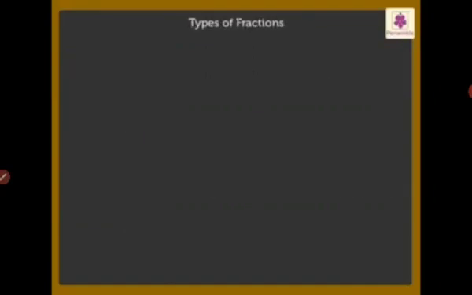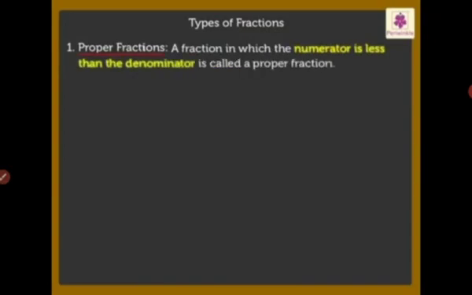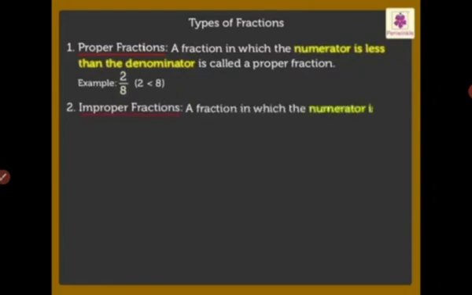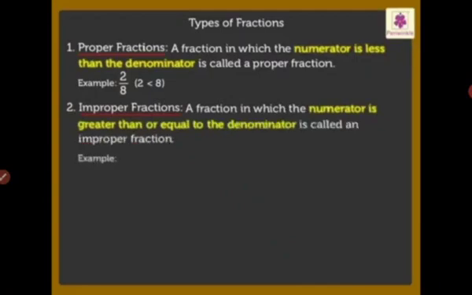Now, let us revise the types of fractions. 1. Proper fractions. A fraction in which the numerator is less than the denominator is called a proper fraction. For example, 2 is less than 8. Thus, we say that 2/8 is a proper fraction. 2. Improper fractions. A fraction in which the numerator is greater than or equal to the denominator is called an improper fraction. For example, A. 5 is greater than 2. Thus, we say that 5 upon 2 is an improper fraction. B. 4 is equal to 4. Thus, we say that 4/4 is an improper fraction.